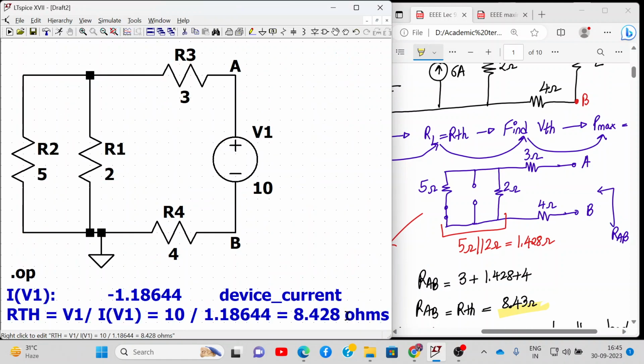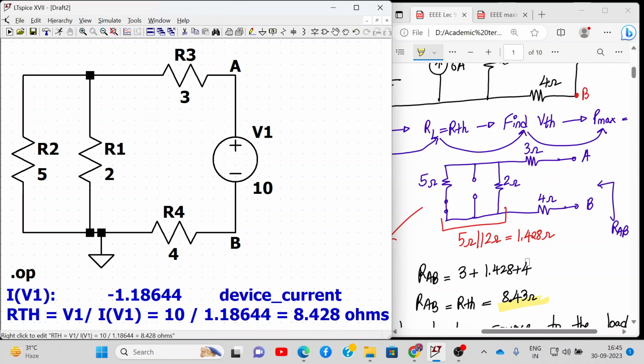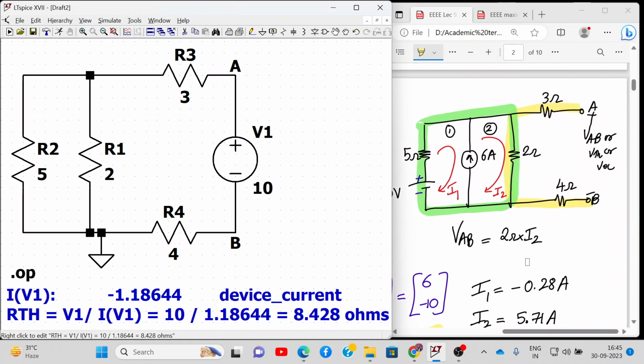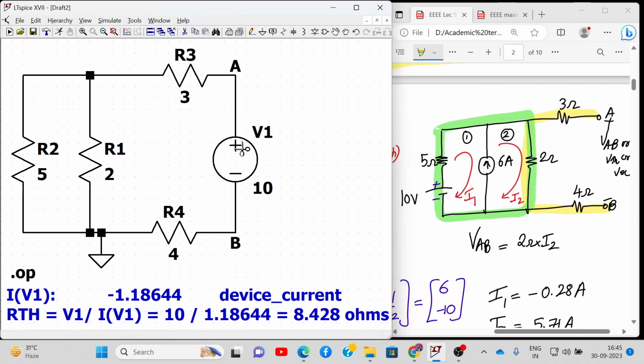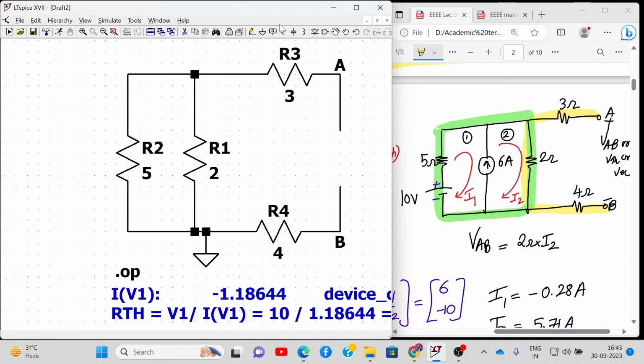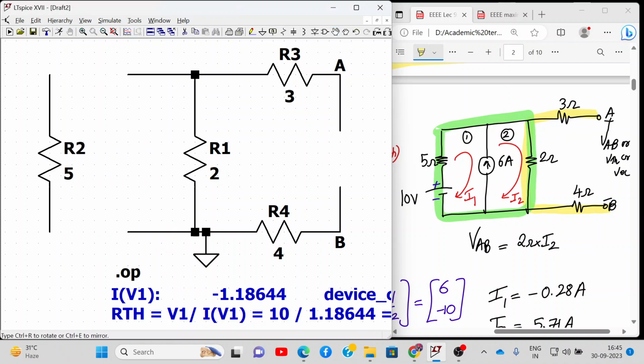All right, so this is the value of the Thevenin's resistance, RTH. In the LTspice simulation we are getting 8.428, and by theoretical value, we are getting 8.43. Now, let us calculate VAB. This is the circuit for VAB. So I'll remove this voltage source, and there will be a current source between these two resistors. Let me connect it over here, and there will be another voltage source between this.